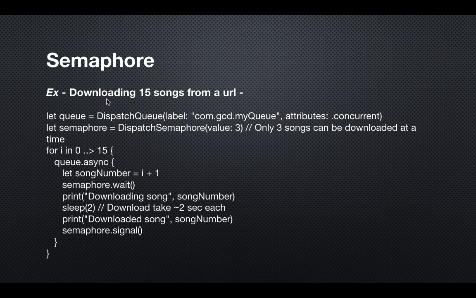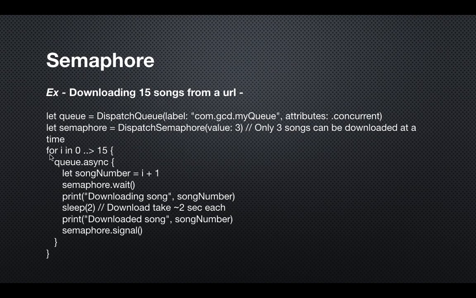This is a programming example. Let's say you want to download 15 songs from a URL. What you do is create a queue. As I explained earlier, whenever you want to run some long running operation in a background thread, you should create a queue first. You can name the queue and give any attribute to that queue, and then create a semaphore. Let's say this semaphore allows three values, meaning three songs can be downloaded at one time. With this semaphore we will handle downloading the 15 songs.